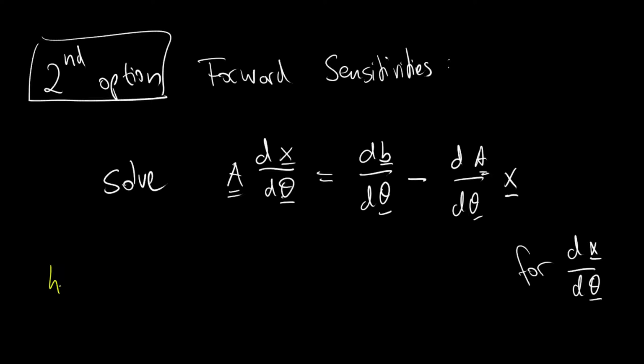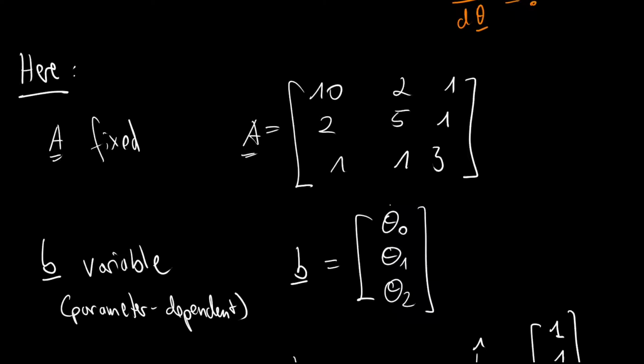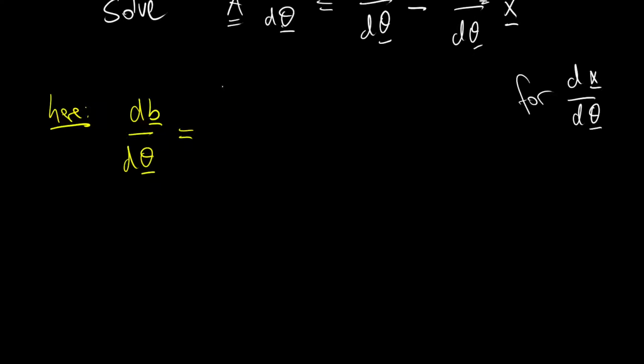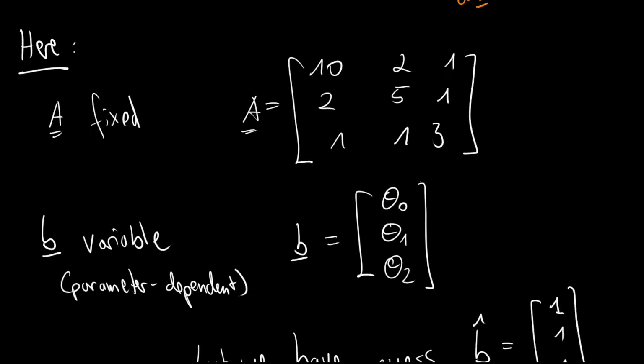So let's start with db by d theta, which is the Jacobian of our b vector with respect to theta. For this, let's look at how b was defined. And b was given as theta 0, theta 1, and theta 2. And if we then apply the Jacobian to this, we get the identity matrix. So we are getting a matrix that is 1, 1, 1 on the main diagonal and otherwise 0. And I hope this makes sense. Let me double check it with you: if you derive theta 0 with respect to theta 0, you get 1. With respect to theta 1, it's 0. Theta 2, it's 0, and so on and so forth.